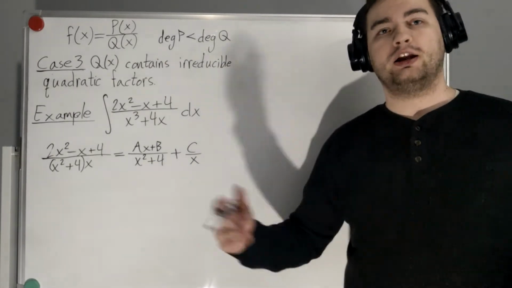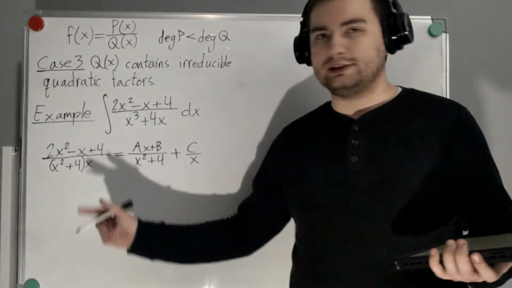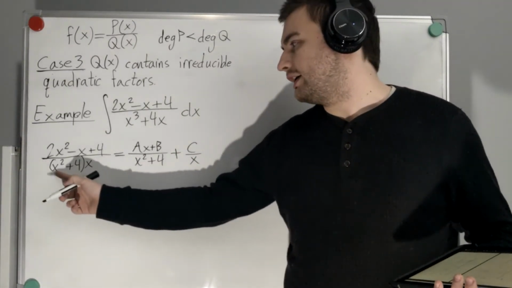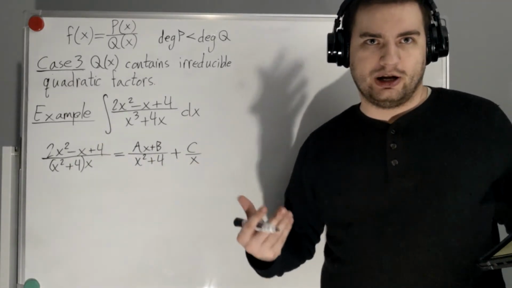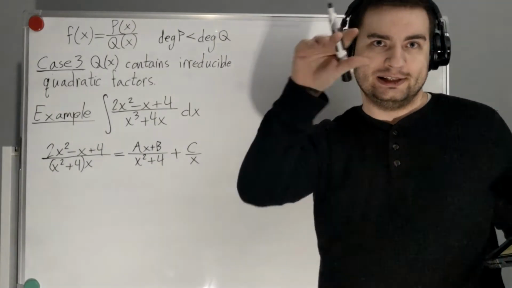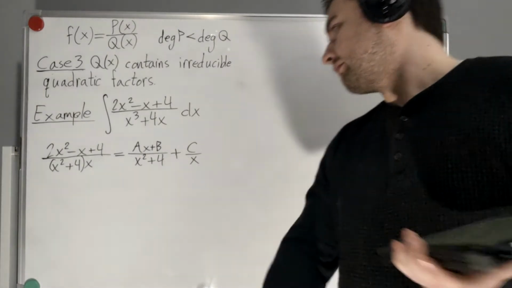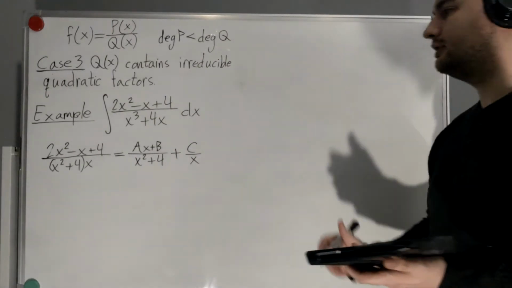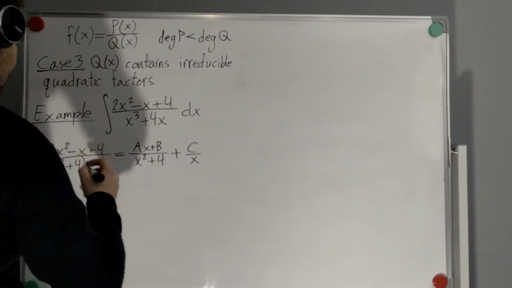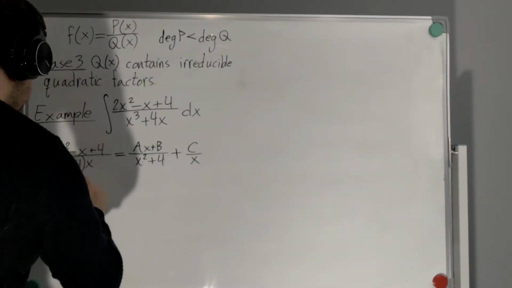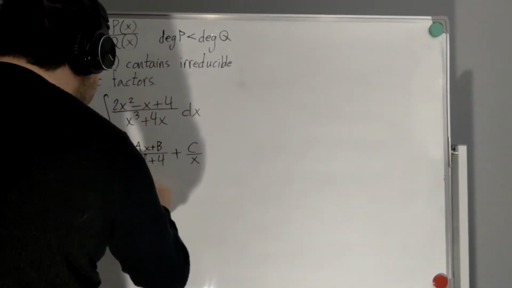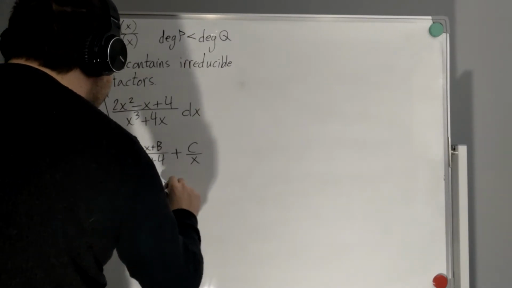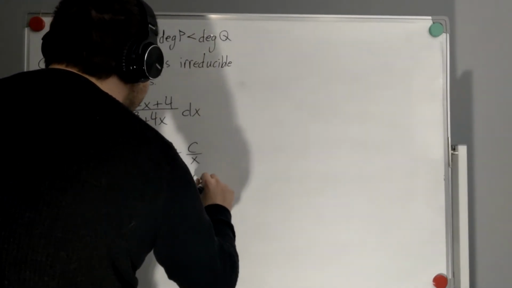Right? And then, of course, if we had multiple distinct irreducible quadratics, like if this were x squared plus 4 times x squared plus 9, for example, then that would deserve its own term as well, and then its numerator would be like cx plus d. Okay? So, just as before, we're going to clear the denominators by just multiplying through by x squared plus 4 times x. So we'll get 2x squared minus x plus 4 is equal to, let's see here, this is going to be ax plus b times x plus c times x squared plus 4.